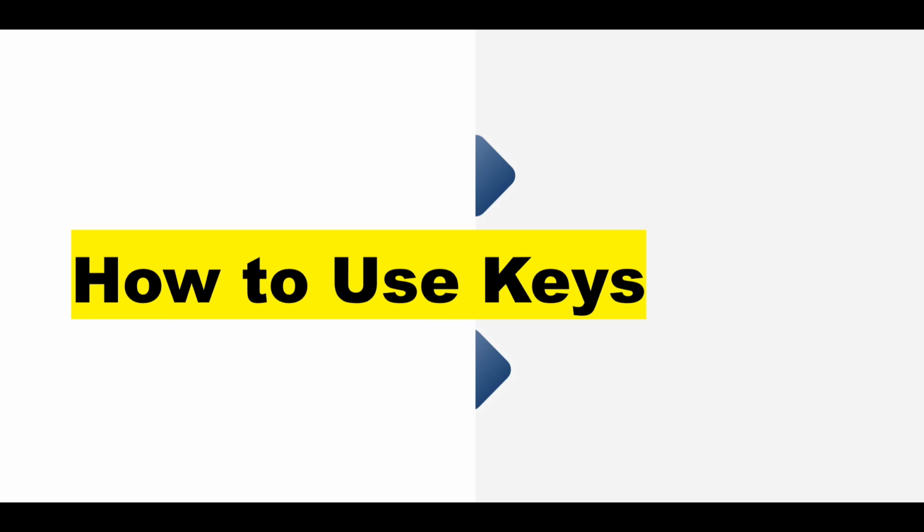Next, I'm taking one example to show how to use keys using unique keys. Next, what are keys? Keys are special identifiers that help React keep track of each item in a list. Think of keys as name tags for each item. They help React know which items have changed, been added or removed.